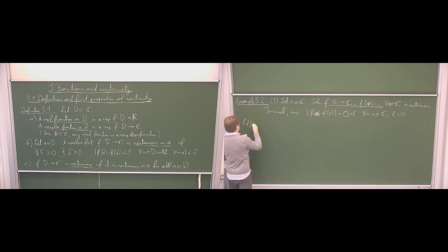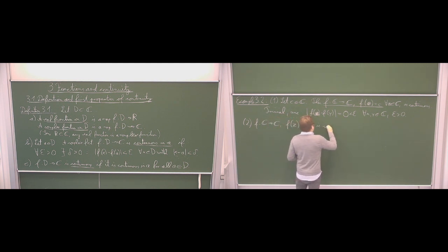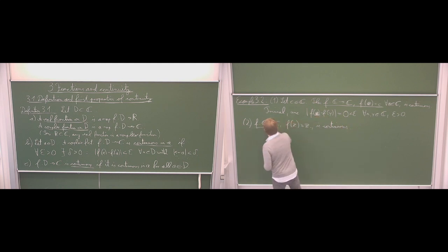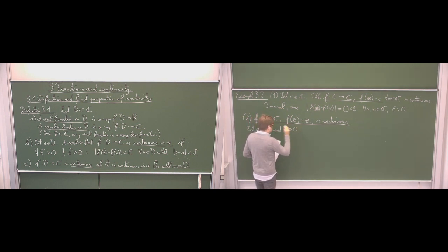Second example, a bit more exciting, but not that much. f(z) = z. Okay, also not very exciting, but still, I want to discuss that this is continuous. And this is also visible straight from the definition. Namely, we take a point a in C and want to show that it's continuous at a. And we need some epsilon bigger than 0, so some arbitrary number, and we need to find a delta which satisfies this property with respect to this choice of epsilon.